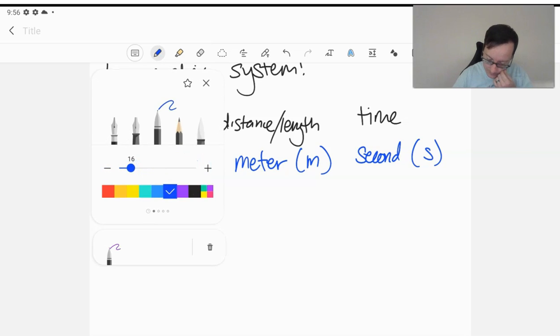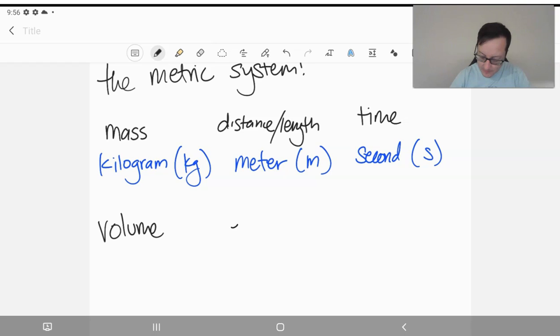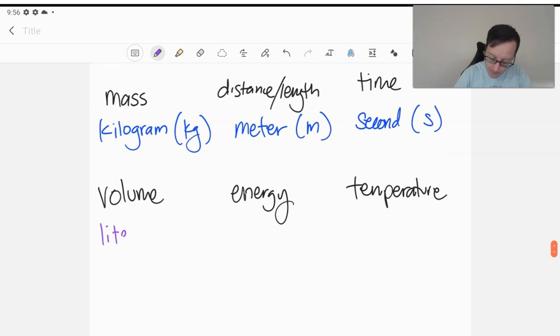We have other ones. We have volume, so how much space something takes up, or we can talk about area, but that's less interesting to us. We have energy. Units of energy are very important, and how about temperature? With these, the units we use for volume, we use liters. It's abbreviated capital L. And again, we will see derivatives of all of these.